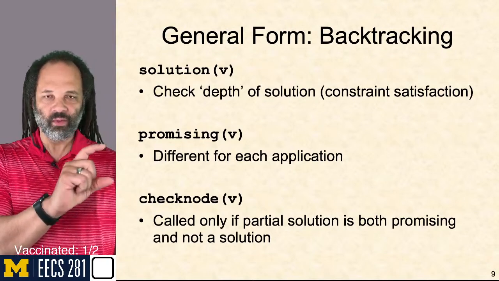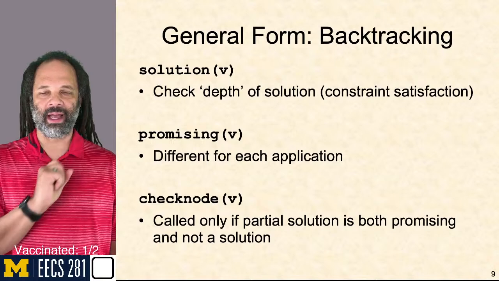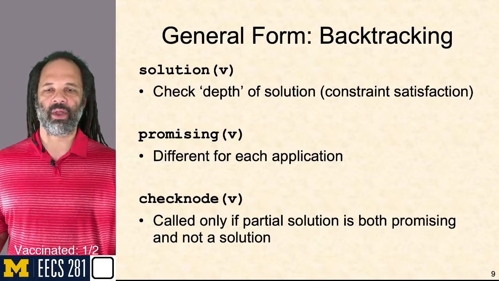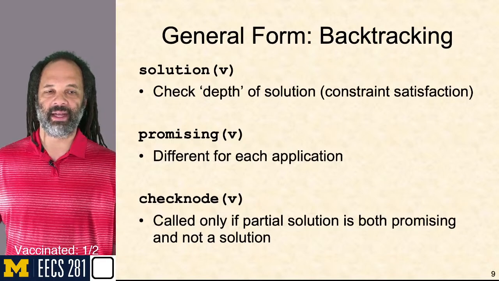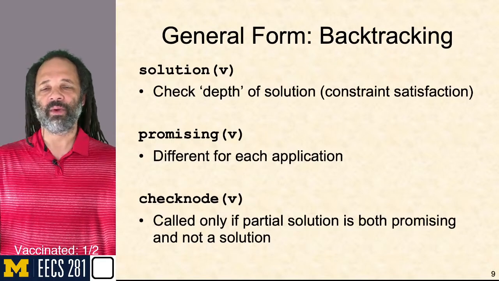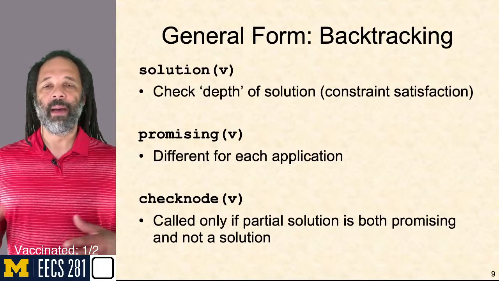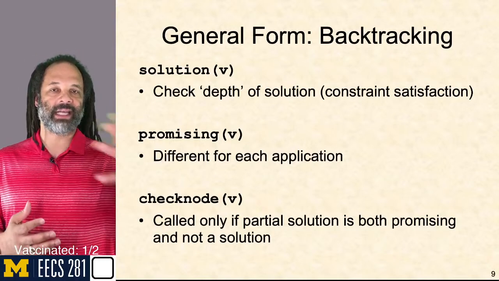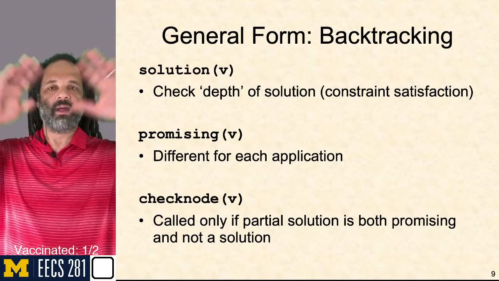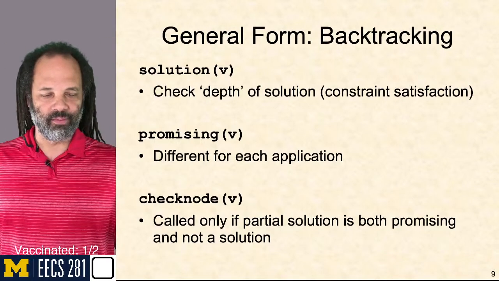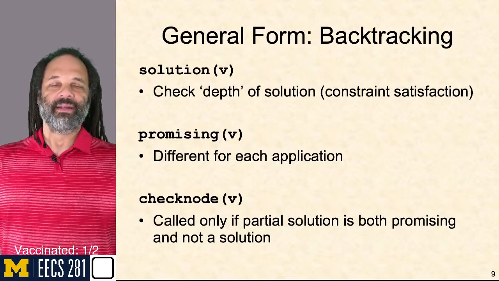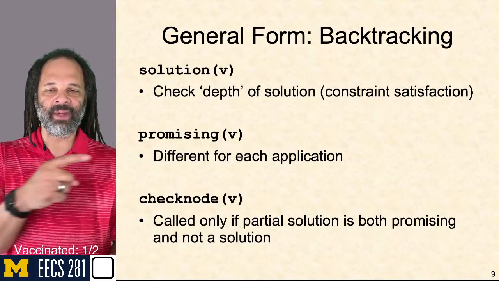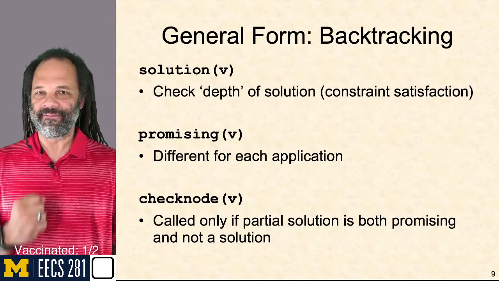Promising is the one that's really the hard work. How do I come up with something that I can check this partial solution and see whether or not it's violated a constraint? It's easy enough to do brute force. I can always check to see everything works. But because this thing has this exponential brute force complexity, I need to be doing these promising checks as efficiently as possible.